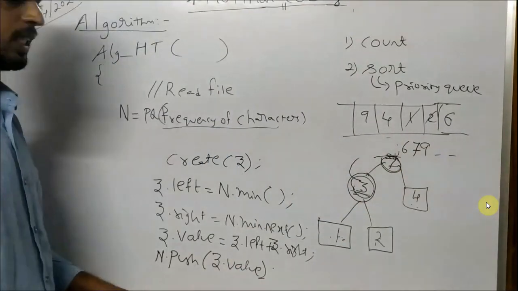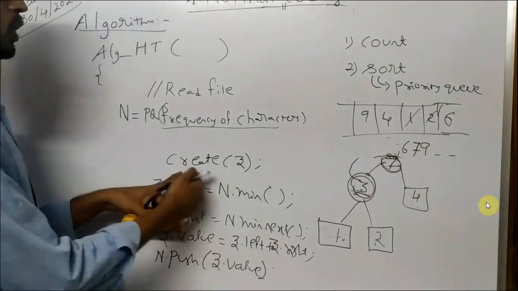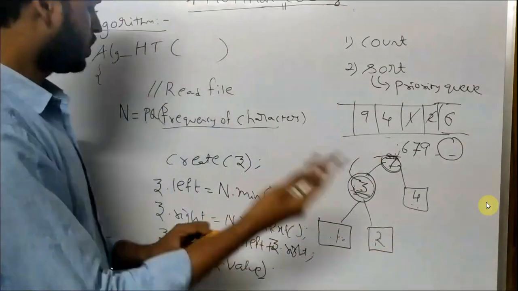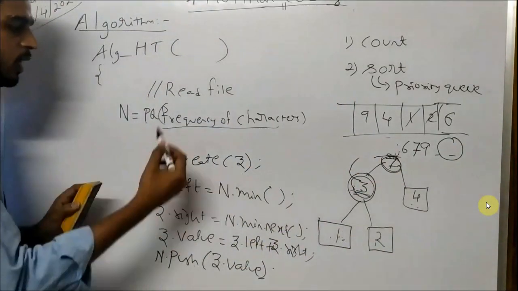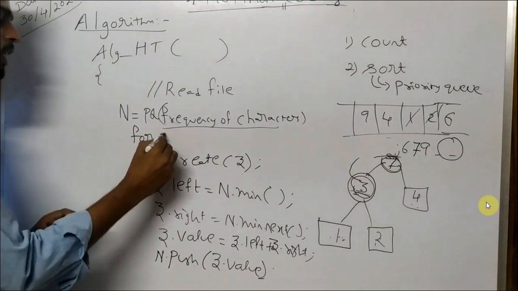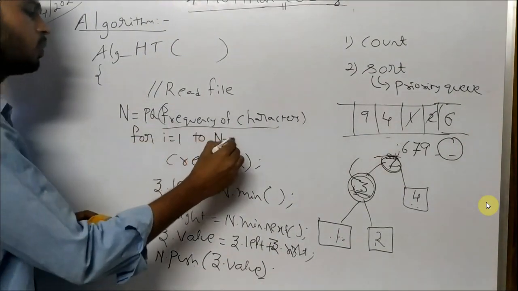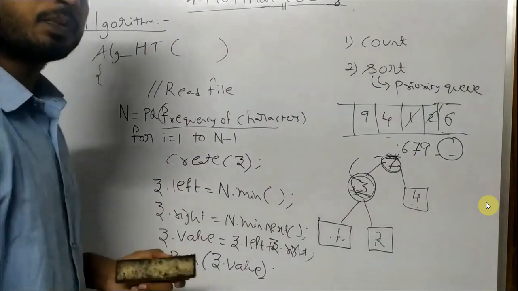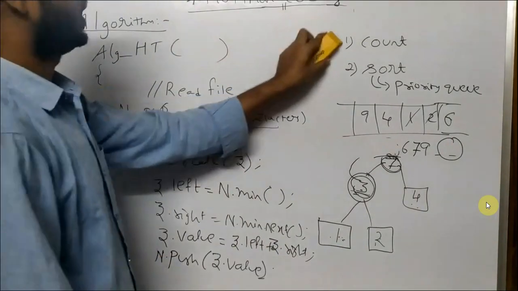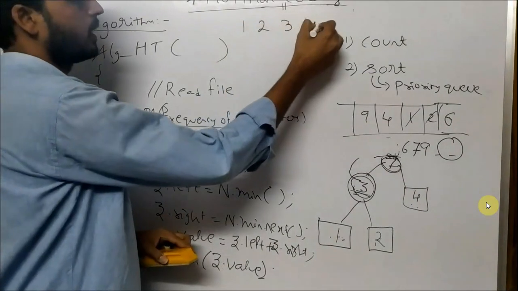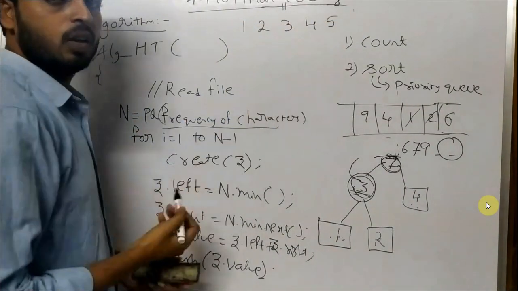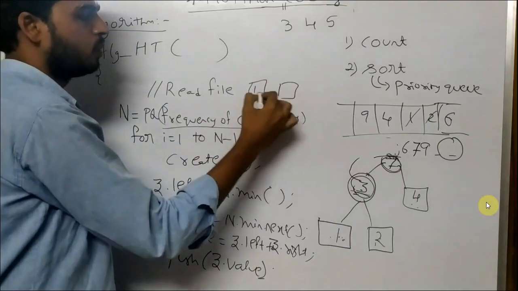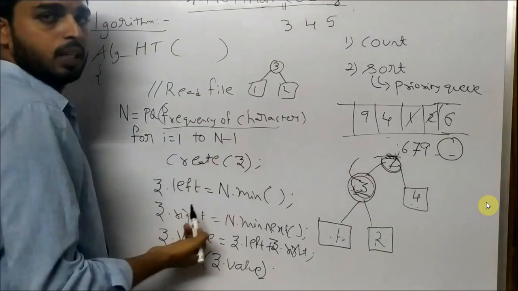7 added. Now once again it is going to create a node z, and I need to make it either left side or right side. So this creation process will be repeated for n minus 1 times, for i equal to 1 to n minus 1 times. Why n minus 1 times? See here, if I am having 5 characters, 1, 2, 3, 4, 5, how many nodes do I need to create? First I will remove 1 and 2, and I will create one node. I will get the value 3.